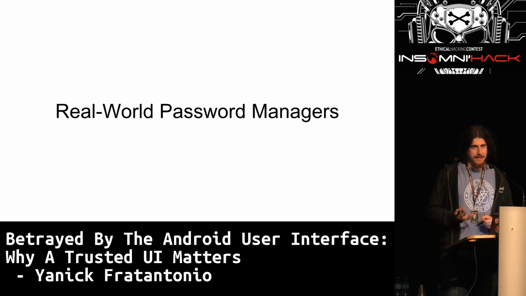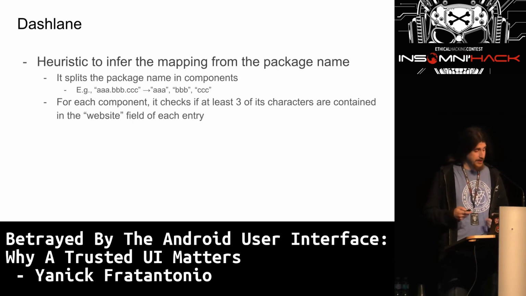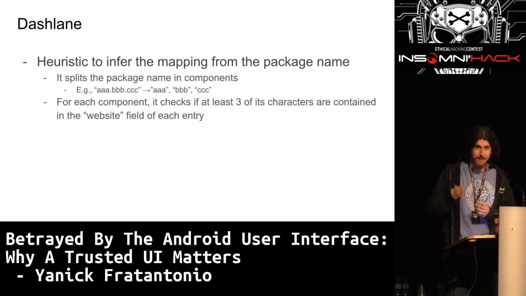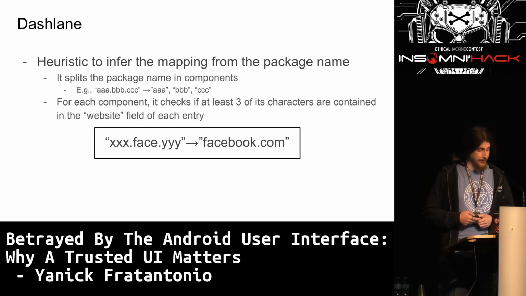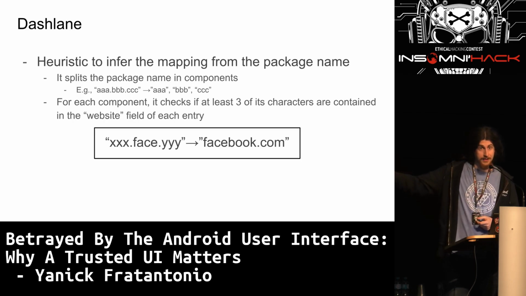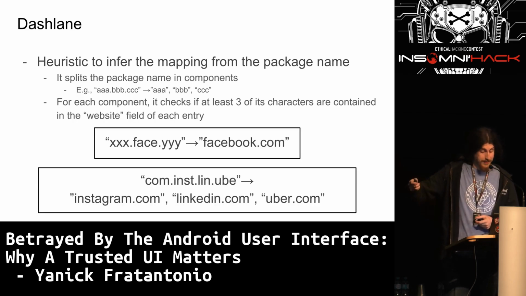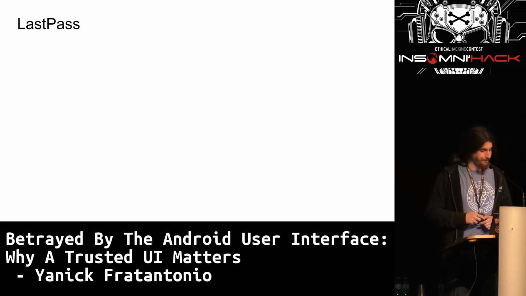Now we tried to understand how password managers get from some package name to the target domain names. We checked Dashlane. Turns out they have an interesting heuristic. They take the package name, split it by dot, and then check if these small components are part of a target domain name of credentials they know, and if yes, they suggest it to you. So you can have stuff like this that triggers a suggestion for Facebook.com, or this that triggers suggestions for these 3 websites. You can be as creative as you want.